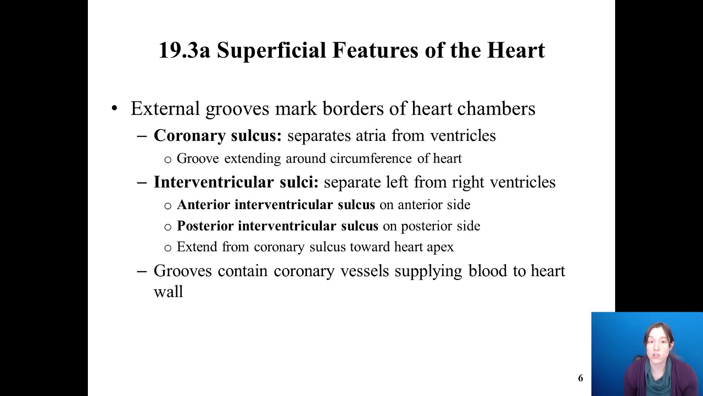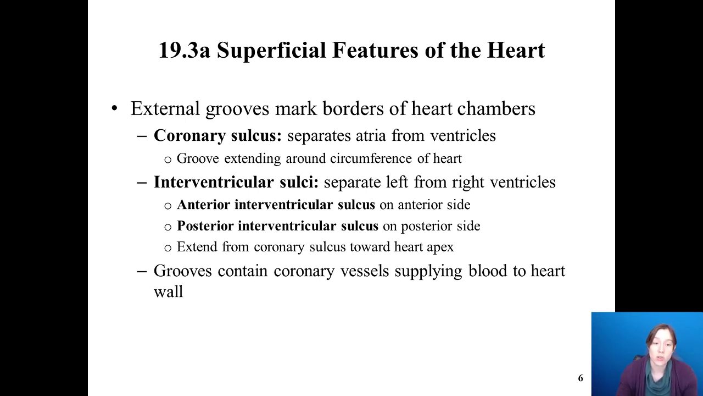So there are some important superficial features of the heart you'll need to know. There are some really good videos that I linked that go over some of the superficial features of the heart on models. You guys should watch those. But the first thing we'll talk about are the grooves that mark the borders of the heart chambers, and we can see these from the outside. And we call those sulcuses or sulci.